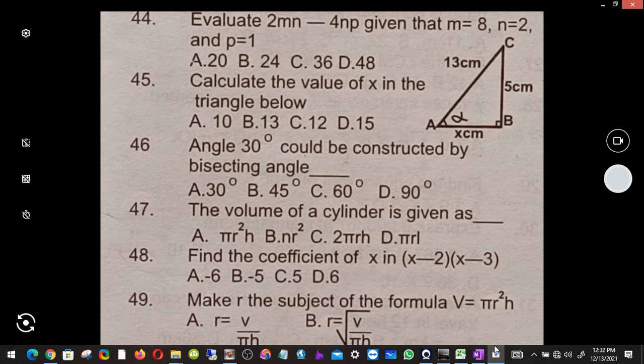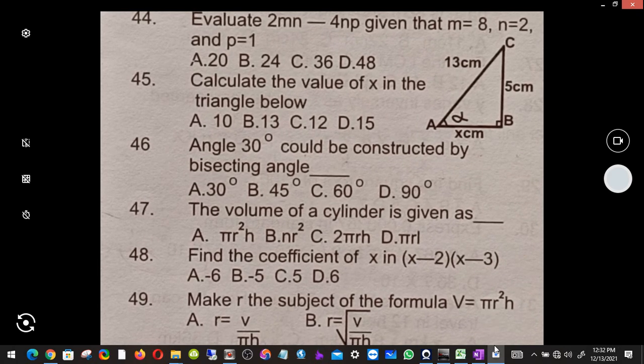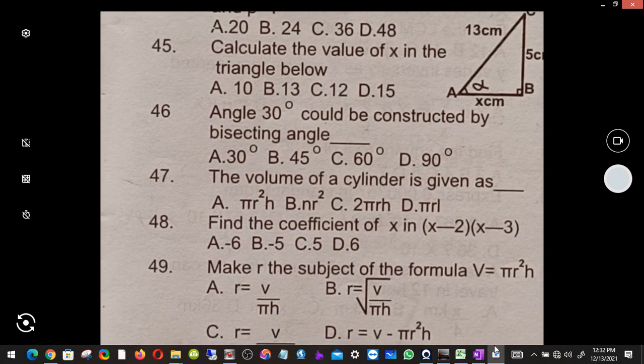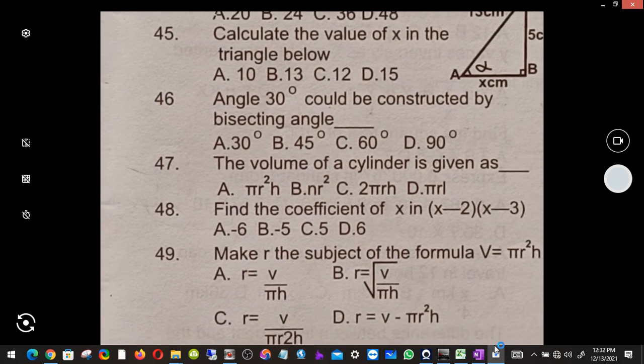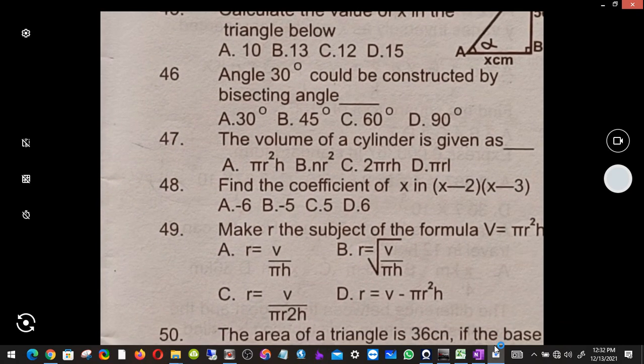Number 46. Angle 30 degrees could be constructed by bisecting angle 60 degrees. Bisect means to divide, to share into two. So if you divide 60 degrees, you'll get 30 degrees. So the answer is 60 degrees. If you bisect 60 degrees, you get 30 degrees.